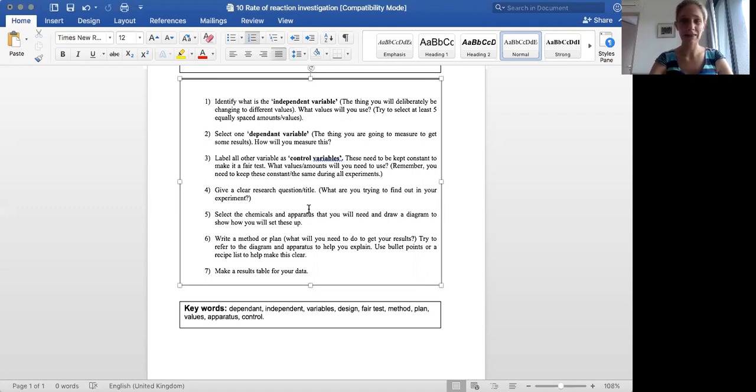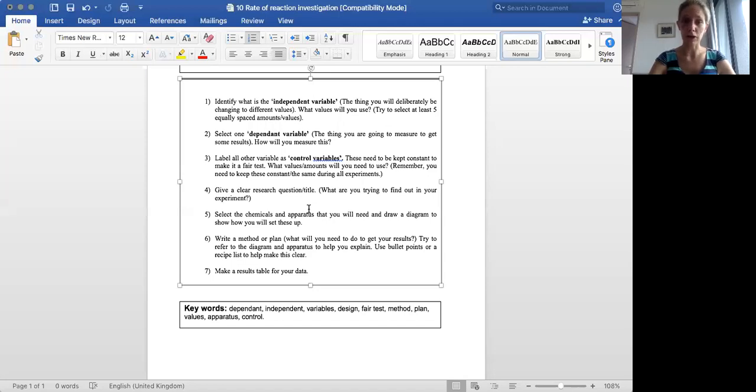And you want to try and identify these values first. We'll talk about this a little bit next lesson, but you'll need to do a little bit of preliminary experiment, trialing your method a little bit beforehand to make sure you can actually get some results. This is what we really do when we design an experiment. So all the methods you would usually do in lessons, someone's trialed them several times to check that 20 centimeters cubed of hydrogen peroxide is the right amount to use to get sensible results. So you're going to have to do a little bit of trialing.